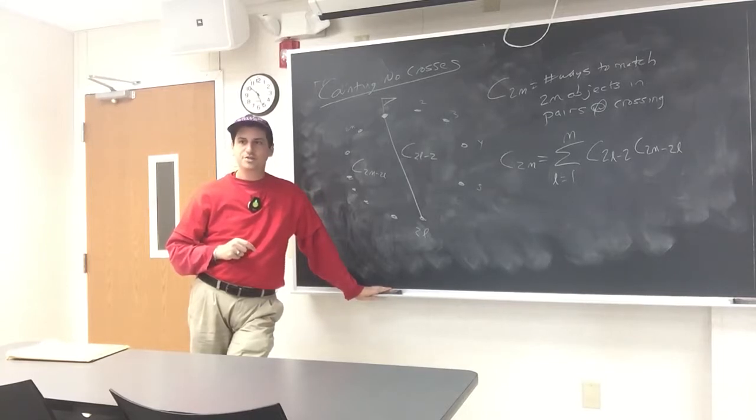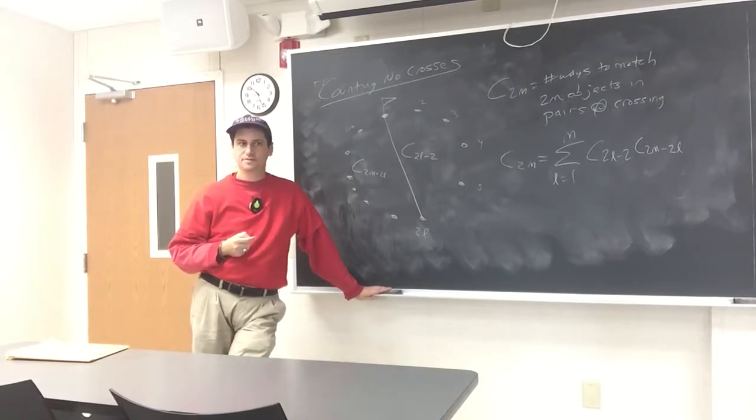And so this is very similar to now what should 0 factorial be? So what should C0 be? How many ways should there be to match 0 objects in pairs without crossings? 1. There's one way to do nothing. Or should it be 0?